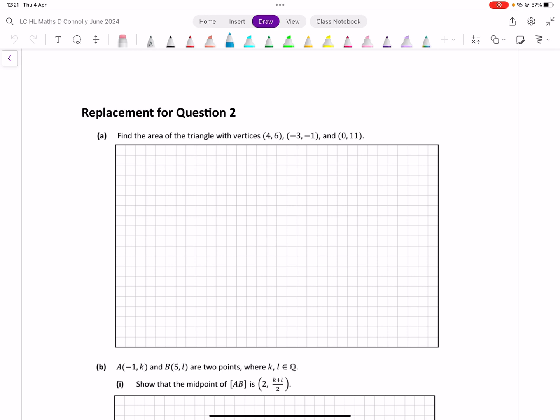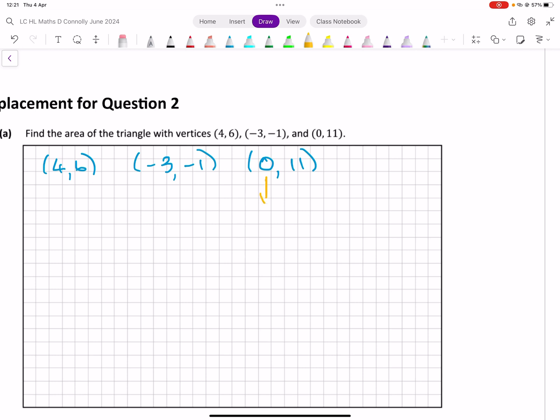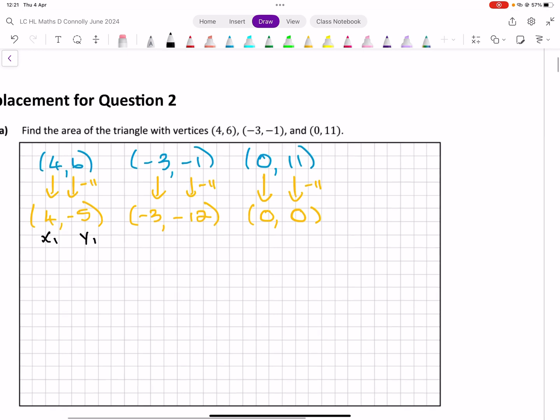Anyway, so this is area of a triangle. So 4, 6, minus 3, minus 1, and 0, 11. Translate one of them to 0, 0. So this is probably the easiest because you don't need to do anything to that. And then this you just minus 11. So do nothing, and then minus 11. Do nothing, and then minus 11. So it gives us 4, minus 5, minus 3, minus 12. And then we have x1, y1, x2, y2.